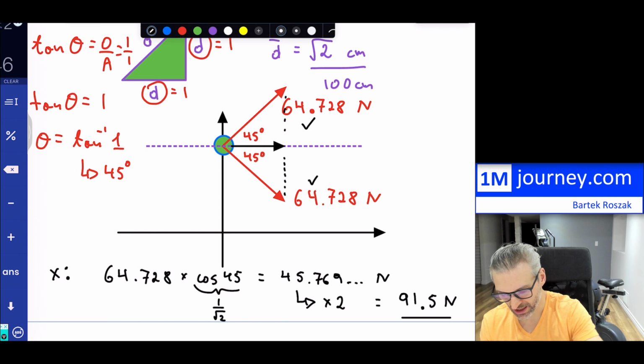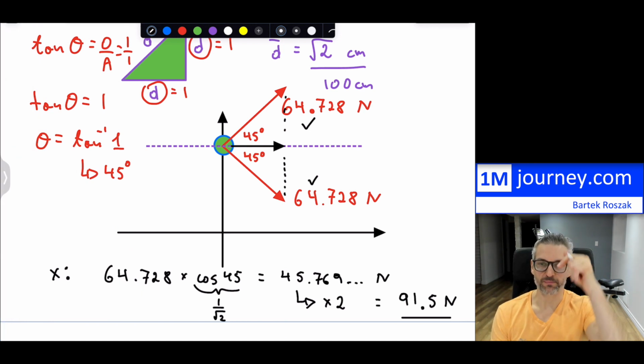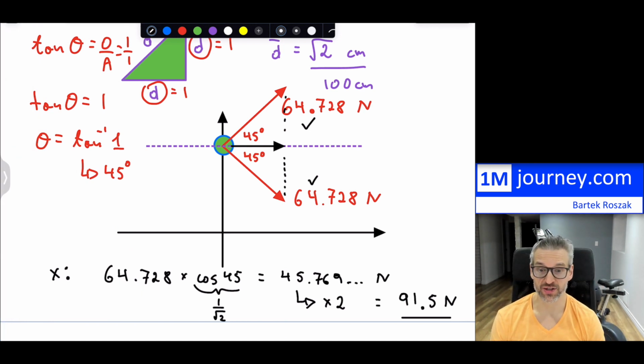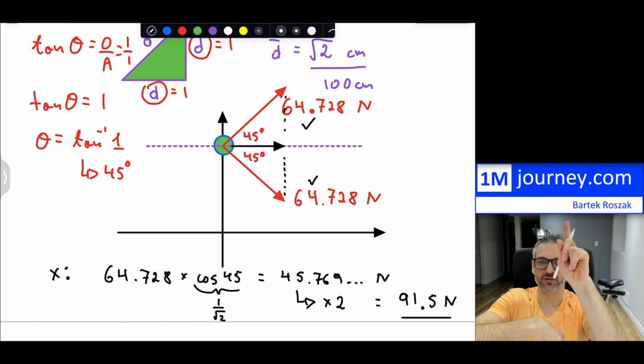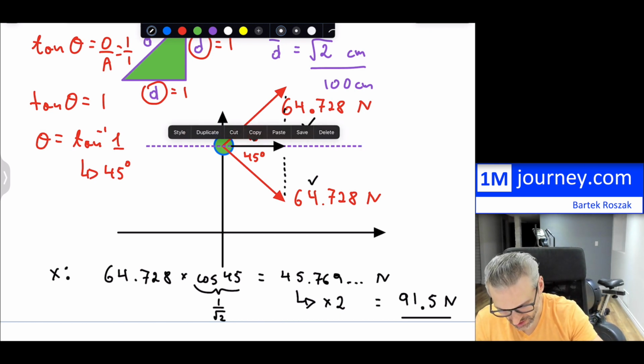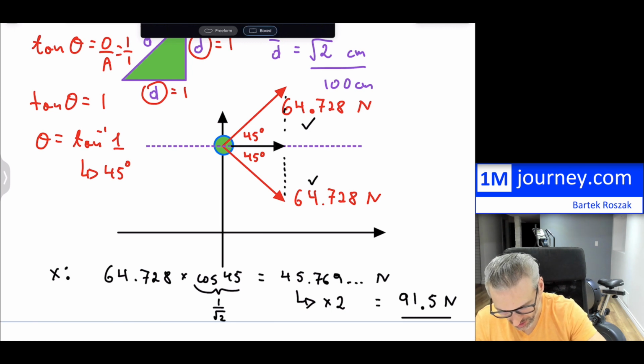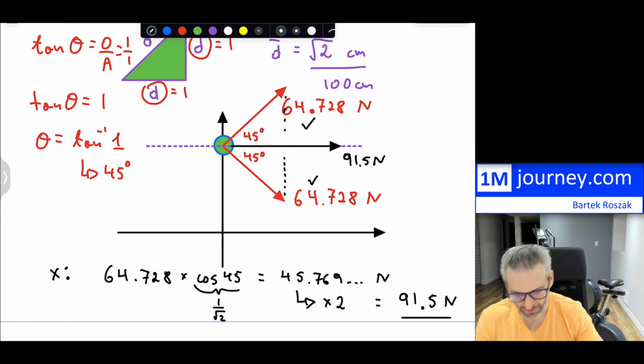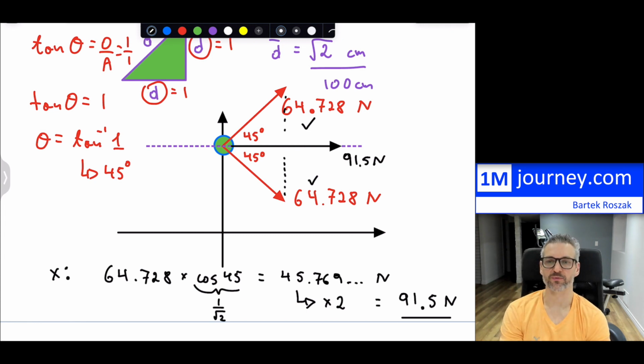Again, the y components, going up and going down, would be identical to the x components in magnitude, but they're in two different directions. One is going up, one is going down, so they'll cancel each other off. So what that is telling us is that this result is going to be our overall vector: 91.5 newtons to the right. That would have been the result for this example.